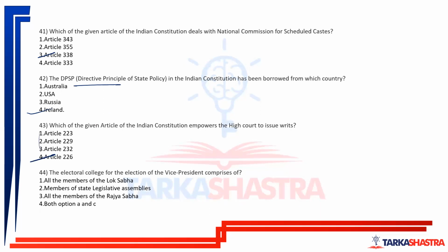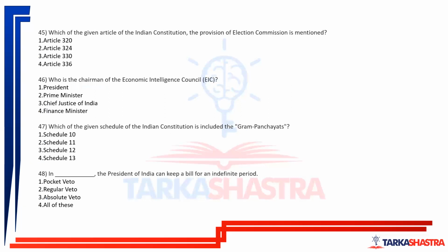Okay, the Electoral College for the election of the Vice President comprises of. So the Vice President is elected by all the members of Lok Sabha and all the members of Rajya Sabha. So the answer is option 4. Which of the given articles of the Indian Constitution mentions the provision of the Election Commission? So it is Article 324.